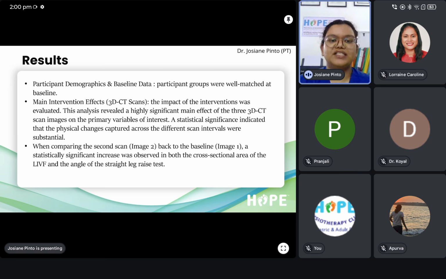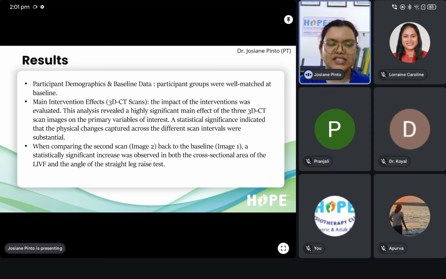So the participant demographics and baseline data, the first table that we saw, they were well matched at baseline, which is they were all at a reasonable level of similarity, because if there was too much of a difference and they were not homogeneous, the results would be considered slightly biased.